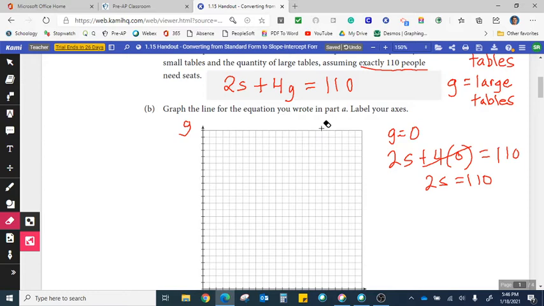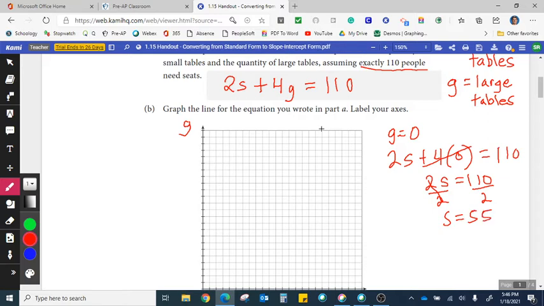And then what I'm going to do is divide by 2. Now I have to get really good at using inverse operations, right? I know that 2 is multiplying S, so in order to isolate S and get S by itself, I need to divide both sides by 2. And just always remember that what I do to the left side I have to do to the right side. So S is going to equal 55.